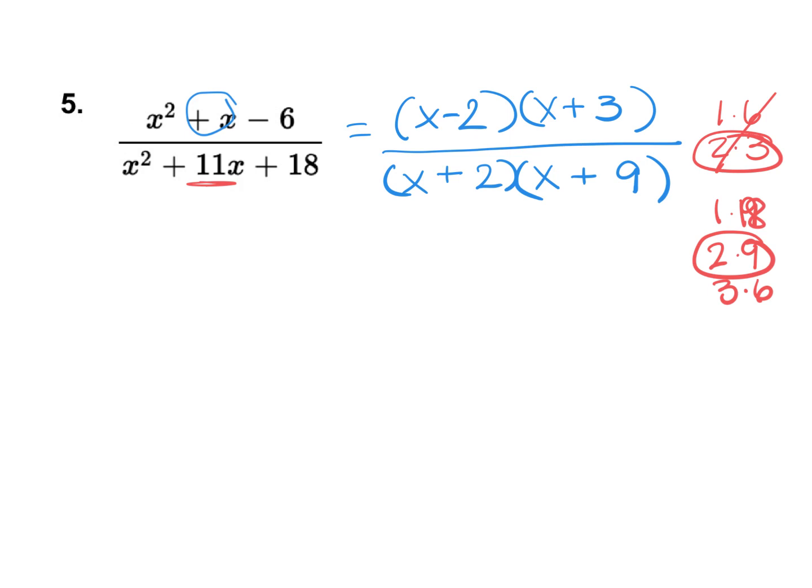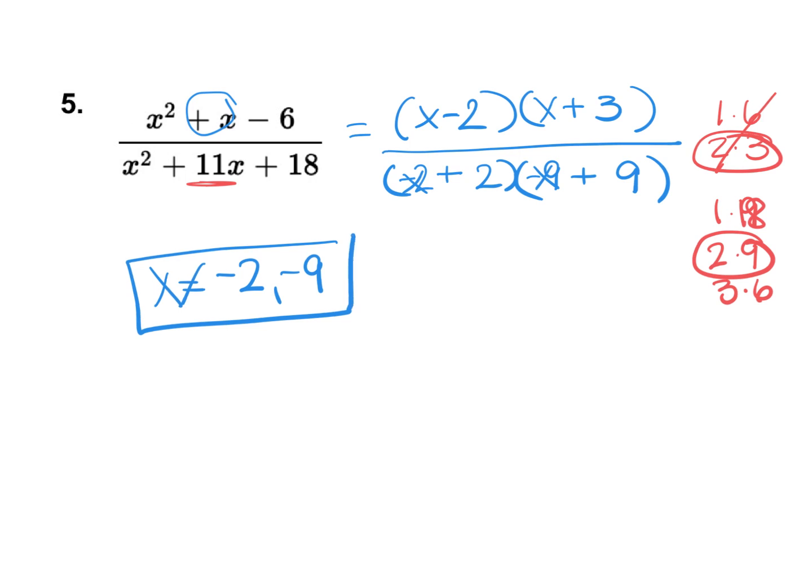All right, so our excluded values would be x cannot be equal to, well, you have a negative 2 plus 2, so negative 2. x cannot be equal to negative 9. So here are our excluded values.